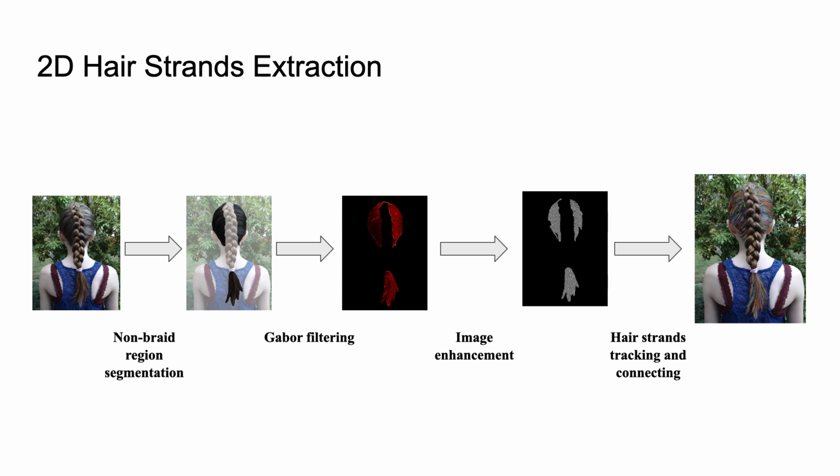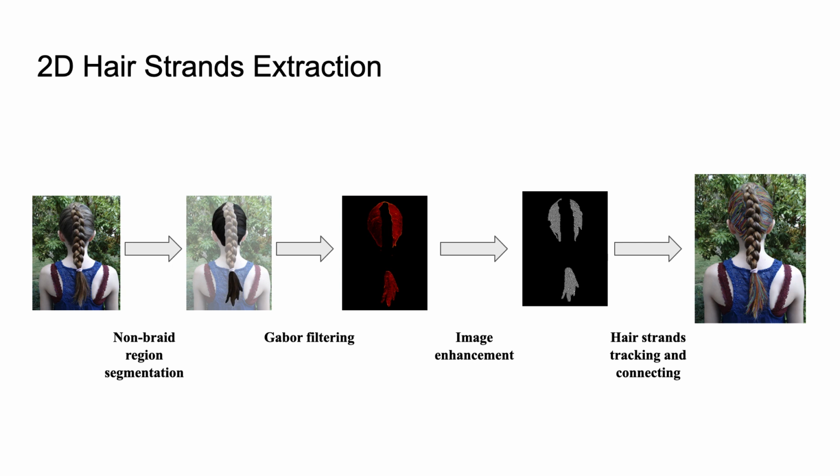Previous research shows that the Gabor filter is well suited to estimate the local orientation of hair strands. We first filter the non-braid hair region with a bank of Gabor filters. Then we apply an image enhancement method on the maximum Gabor filter response to obtain the enhanced hair strand image. After that, we apply a line tracking technique to obtain the hair strand segments.